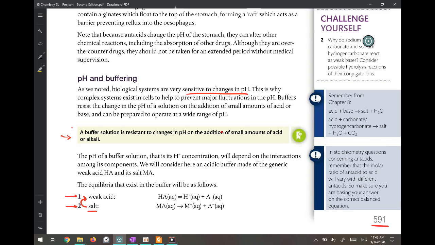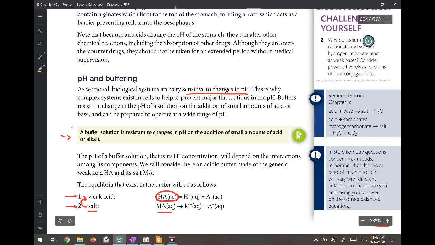The first thing, because we have the weak acid dissociates partially to the H plus and A minus, we assume that the amount of dissociation is very small, so most of the acid remains as HA in the molecular format. On the other hand, we have the salt.